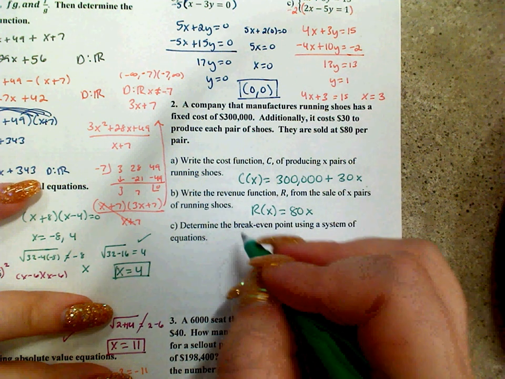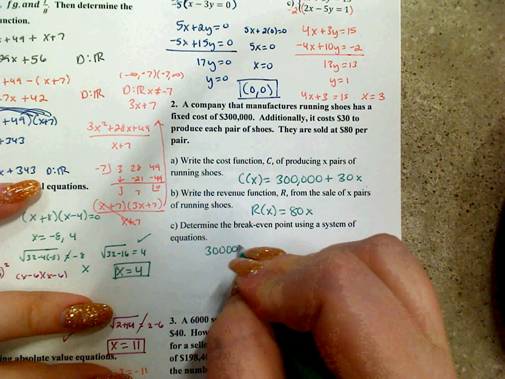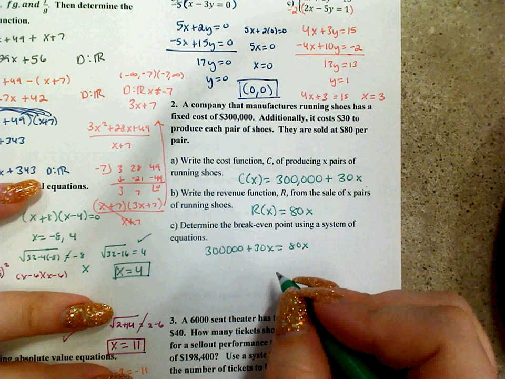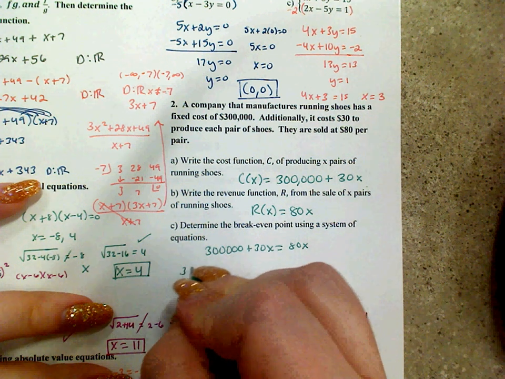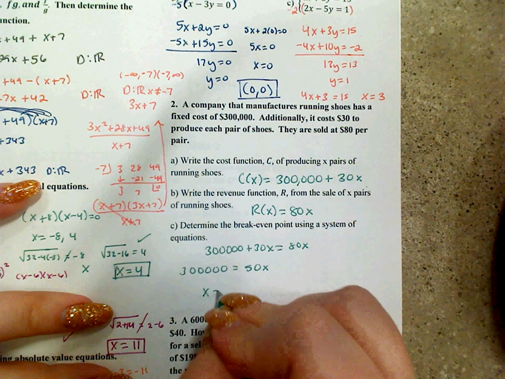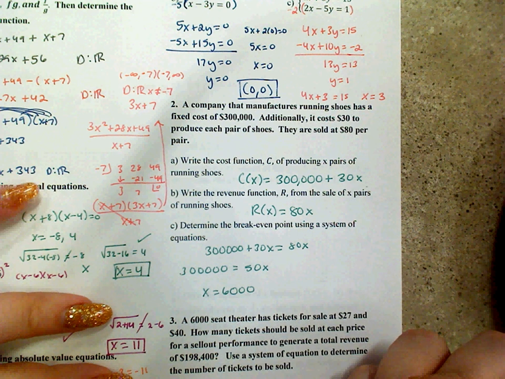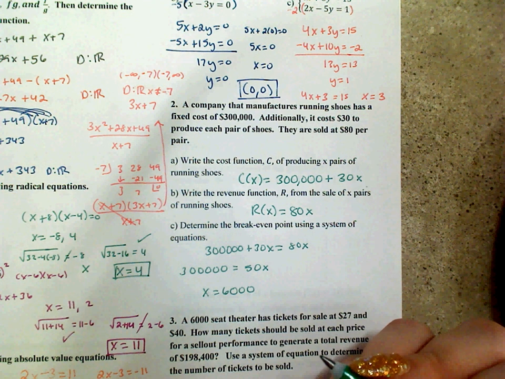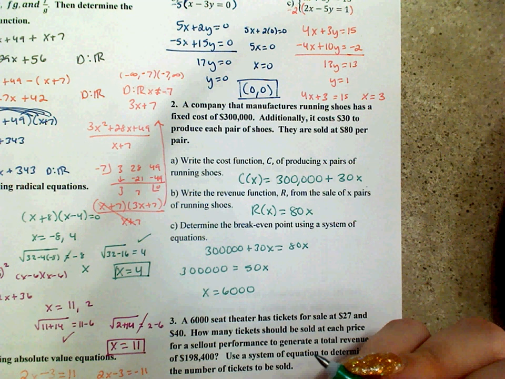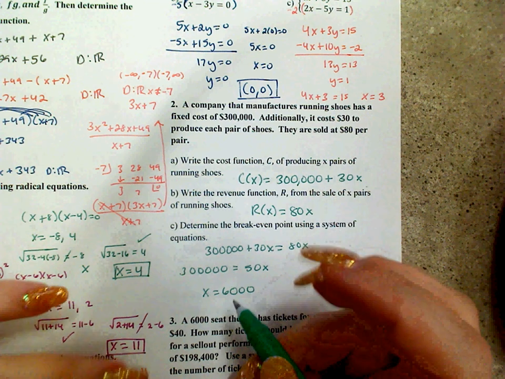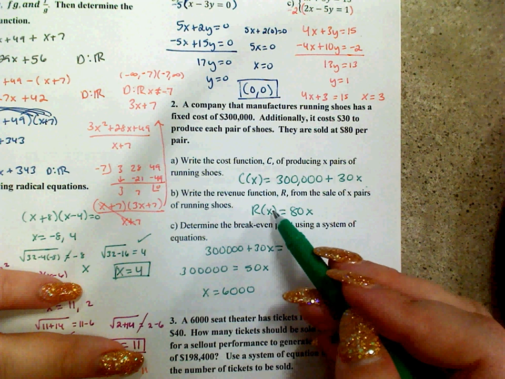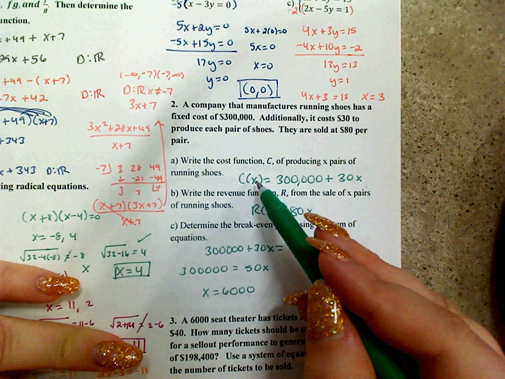When 300,000 plus 30x equals 80x. So we're going to subtract 30x, and we get 300,000 equals 50x. Divide by 50, and you get x equals 6,000. That means 6,000 pairs of shoes. Now, the answer has 6,000 and then comma 480,000. So you have to understand that if this is my x, then what is my y? The y is the cost and the revenue. So if I plug in 6,000, I get how much revenue, how much money we're bringing in, which should be the same amount as how much we're spending, and that amount is 480,000.